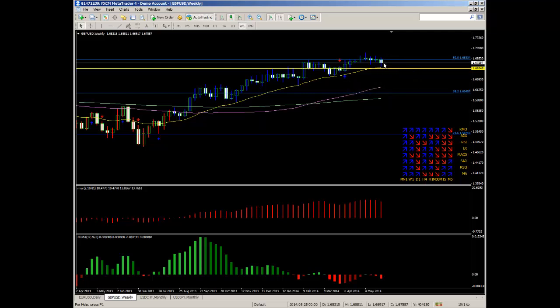So at the moment, I'd ideally like to see a bullish engulfing candle close higher than the current high that we saw almost a full month ago, here roughly around the 1698 mark, to see any further opportunities for sterling going forward.